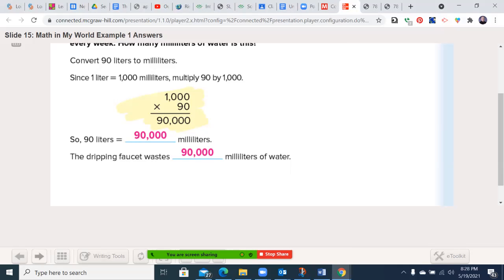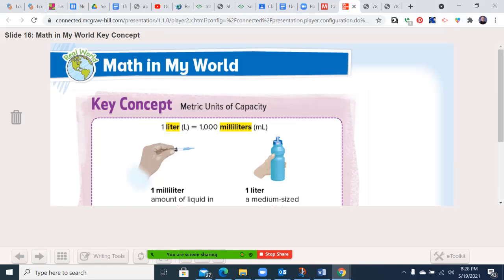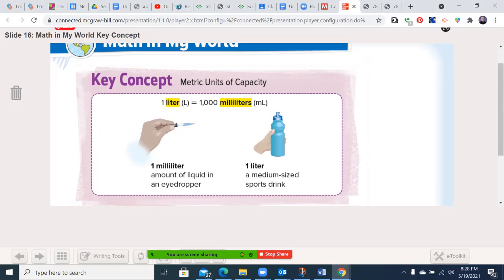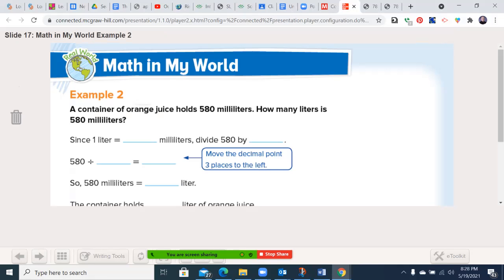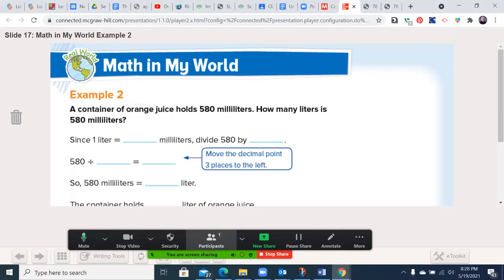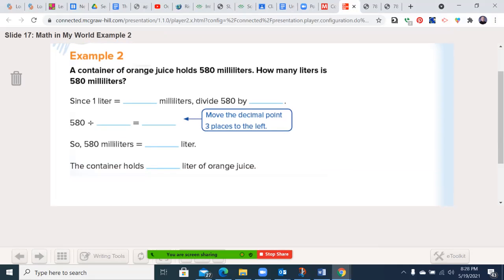Moving forward here, you see our key concept. Again, a liter is 1,000 milliliters, and 1,000 milliliters is a liter. So we have example niche. We're on the top of 878. A container of orange juice holds 580 milliliters. How many liters is this?